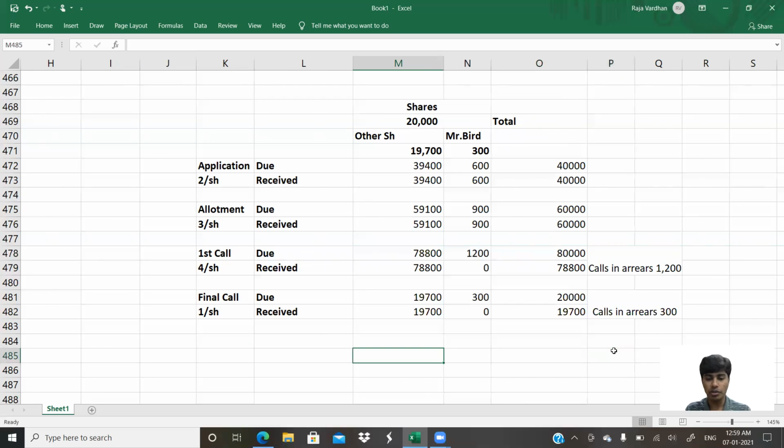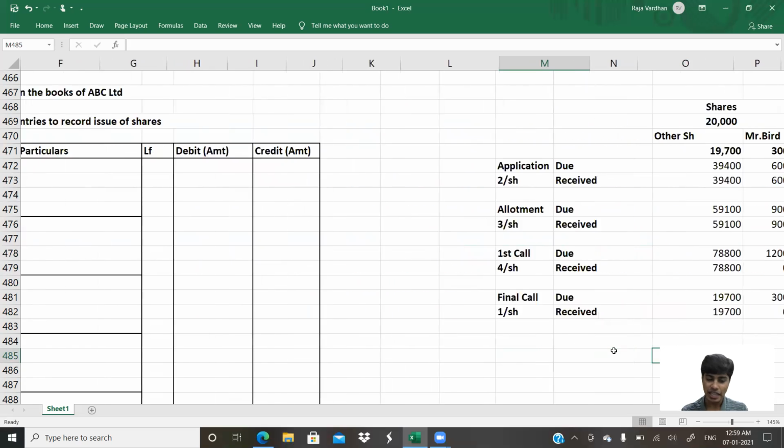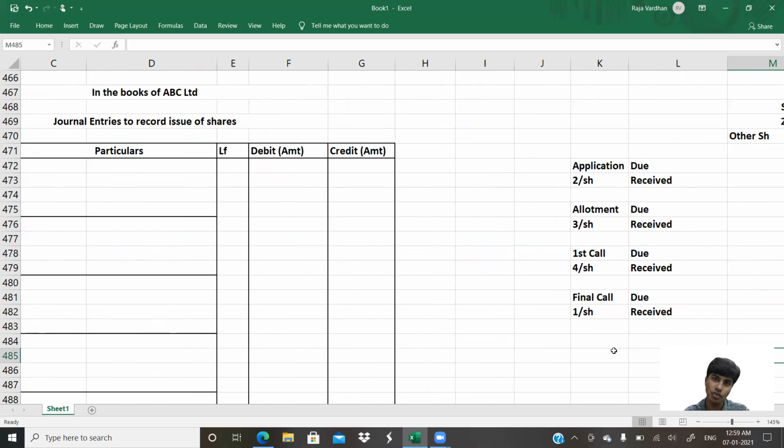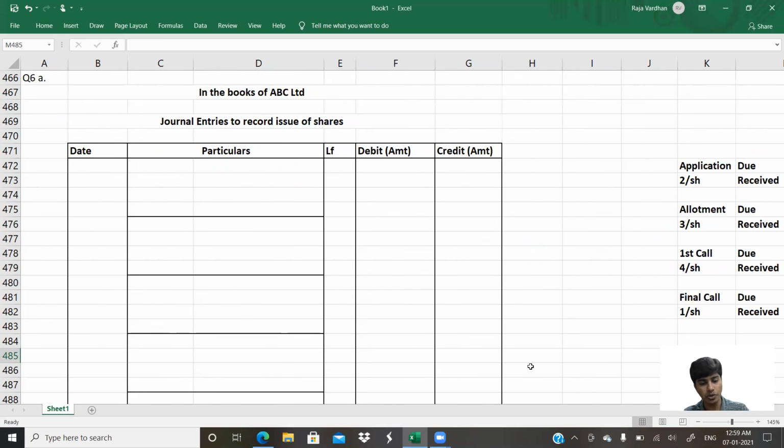So this is the kind of table that you usually see in scanners and other places. If that is how you have learned it, I don't want to disappoint you, so I put it up there. If you want to know the journal entries, first you would have to write the due entry, then you'll write the receipt entry.